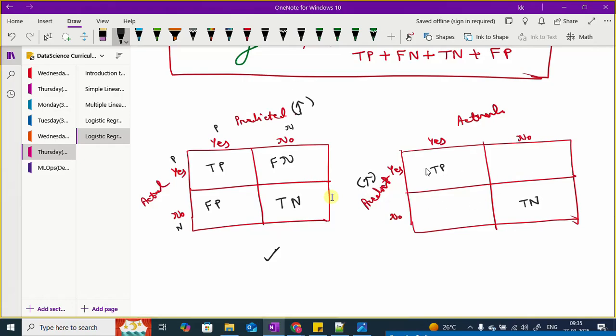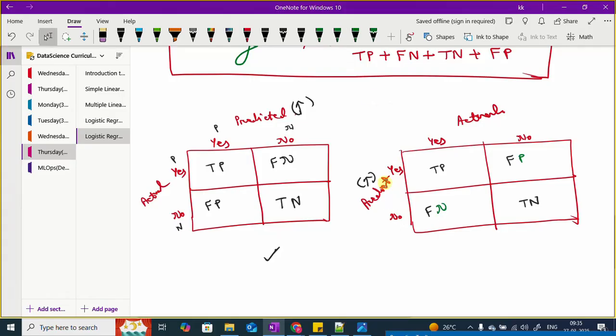Now tell me. Yes, no, not matching, so it will be false, obviously. No, yes, not matching, it will be false. Now tell me whether it will be yes or no, because I'm giving more priority to predicted value. As predicted is yes, yes means positive, it will be positive. As I'm giving more priority to predicted, here predicted is no, no means negative.